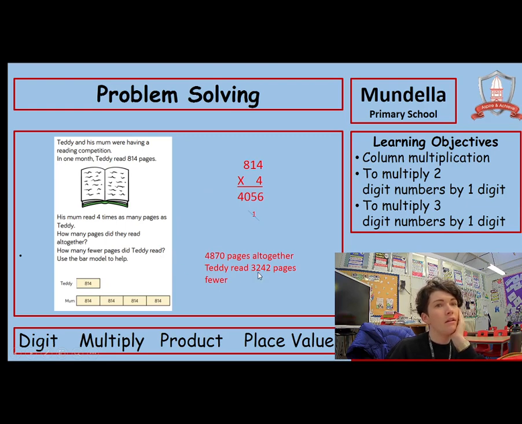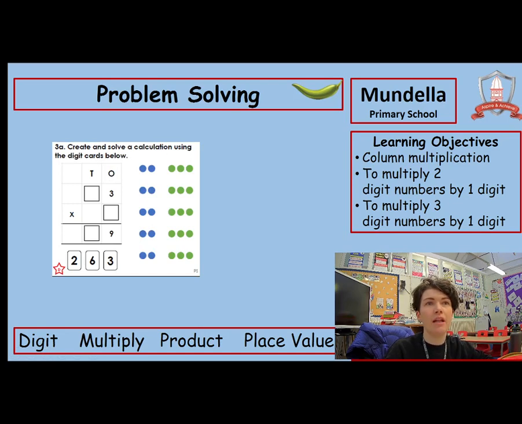Teddy read 3,242 pages fewer than his mum. If mum read 4,056, in order to work out how many fewer Teddy read, you need to do 4,056 take away 814 to give you your answer. Pause the video now and you can have a go at working this out for yourselves.